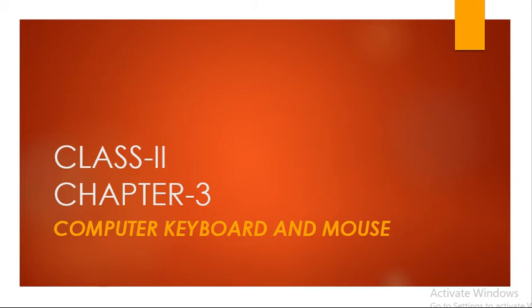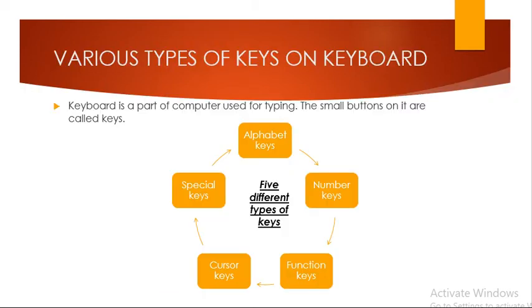We had already completed our previous two chapters, chapter 1 and chapter 2. So this is the third one. So let's start with this chapter. This is our first slide: various types of keys on keyboard. In this chapter we are mainly going to study about the keyboard and mouse. So this is the chapter about these two devices.